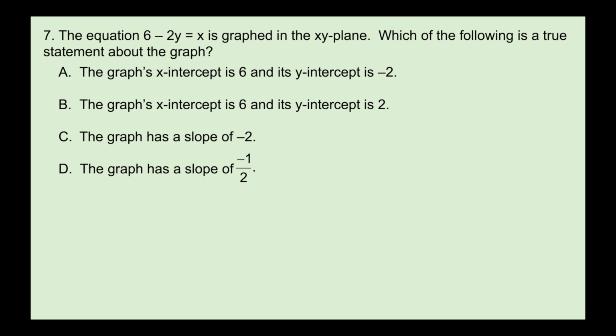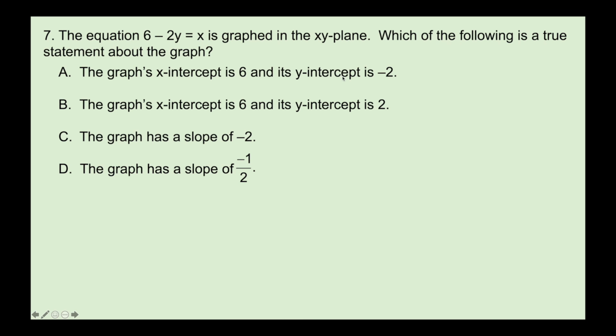In number 7, we have 6 minus 2y is equal to x is graphed in the xy plane. Which of the following is true? Well, we start out with A, the x-intercept and the y-intercept. If we are looking for an x-intercept, we would plug in a 0 for our y value. So we would have 6 minus 0 is equal to x. So we would get an x-intercept of 6. So far A is good.